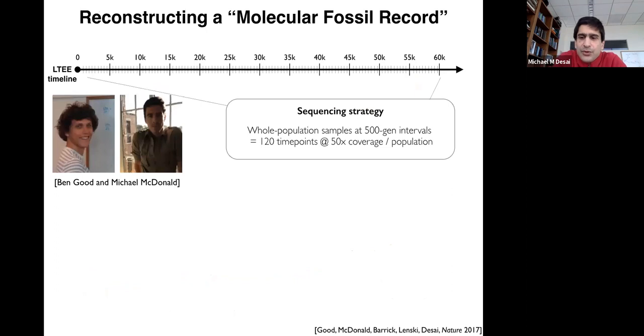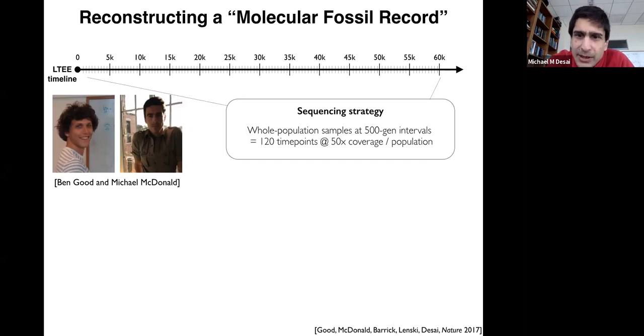And so the way that we used to do this a half a dozen years ago is by doing whole population metagenomic sequencing through time. So for example, we took all 120 samples, basically at 500 generation intervals from the 60,000 generations of evolution in this long-term evolution experiment.